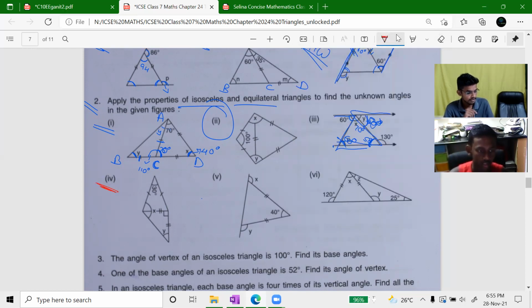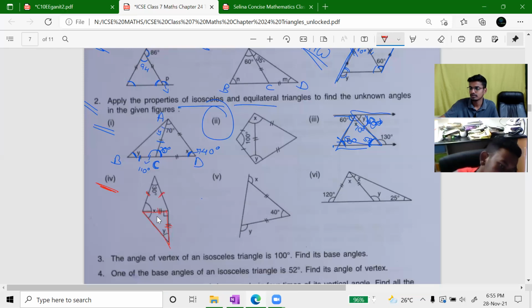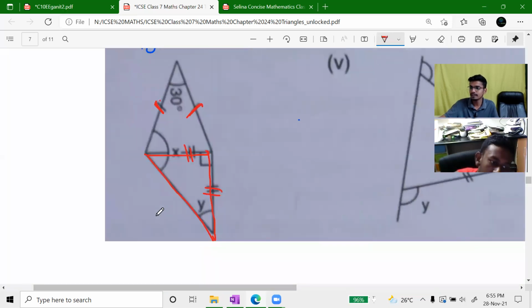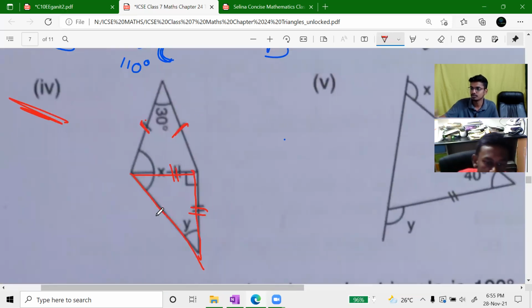See, this is an equilateral triangle. Sorry, this is an isosceles triangle. Two sides are equal, na? And this is also an isosceles triangle. But can you see some difference? Sir, there is 90 degree. There is 90 degree. Shabash. You are the brilliant one.